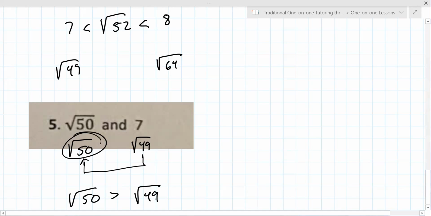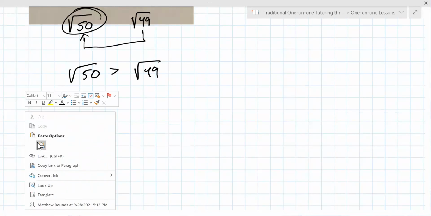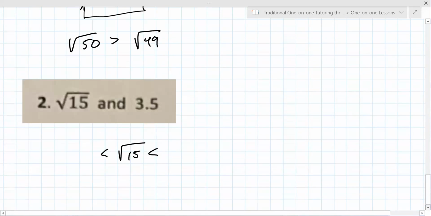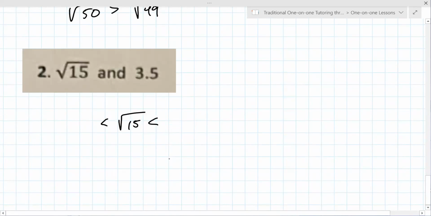Okay. Is this starting to make more sense? Yeah, it's making more sense. Okay. Now this number 2 is a little bit difficult because they're introducing a new concept here, out of order. So square root of 15 and 3.5. What two numbers is the square root of 15 between? It is between the square root of 9 and 16, which is 3 and 4. So that doesn't help us very much because we're trying to compare it to 3.5.